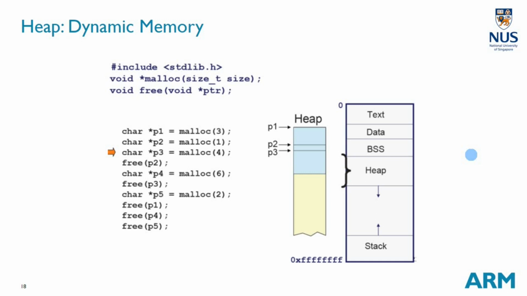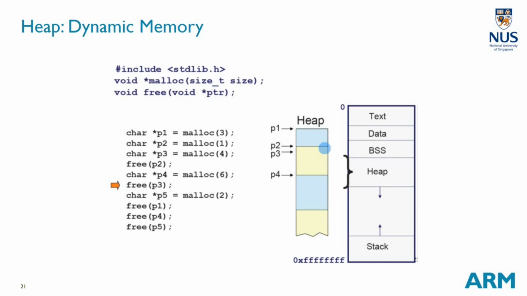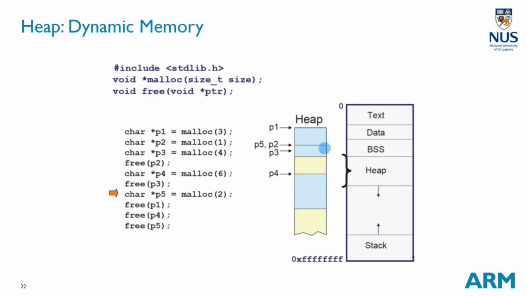In the fourth line of the code, we free P2. So this area becomes available and free for use. And then in the next instruction, we allocate another 6 bytes of memory. Subsequently, we free P3. And in this instruction, we are allocating another 2 bytes. What you saw here was, for this particular instruction, when I wanted 2 bytes, I did not actually go here. I went here. I went back and saw where the available space was.